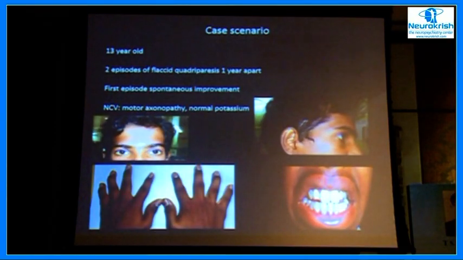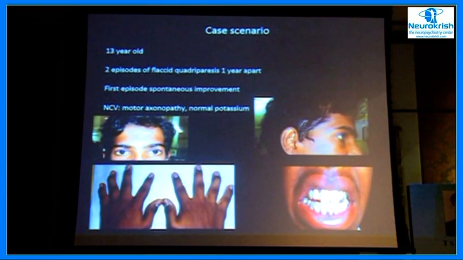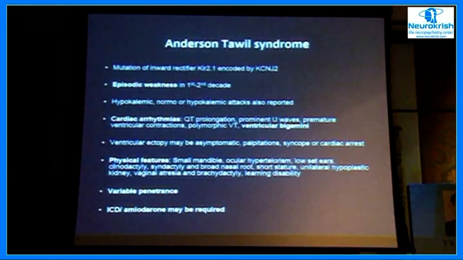This is a 13-year-old patient who presented with 2 episodes of flaccid quadriparesis 1 year apart, and conduction was thought to be motor axonopathy. In the first episode, the patient spontaneously improved, and this is a phenotype showing hypertelorism, dental abnormalities and clinodactyly. ECG actually showed bigeminy and a prolonged QT interval. This is Andersen-Tawil syndrome.